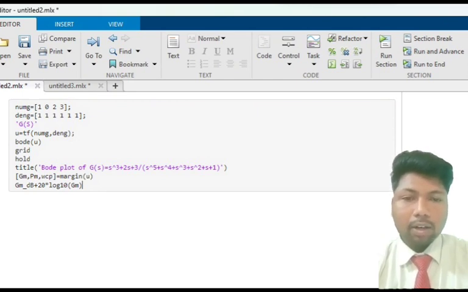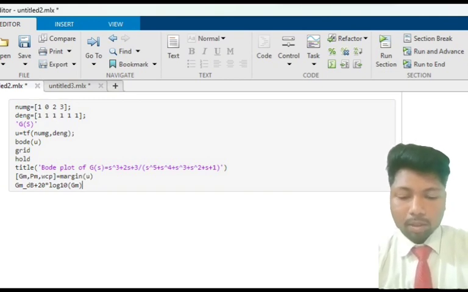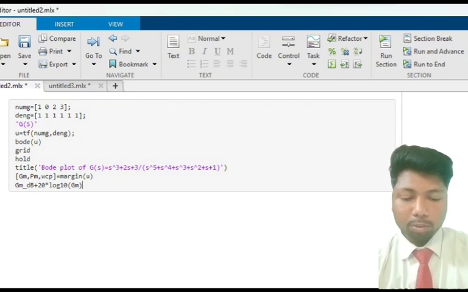Then grid, then hold, and the title of the Bode plot in brackets: Bode plot G(s) equals s raised to 3 plus 2s plus 3 over the denominator s raised to 5 plus s raised to 4 plus s raised to 3 plus s raised to 2 plus s plus 1, bracket complete.